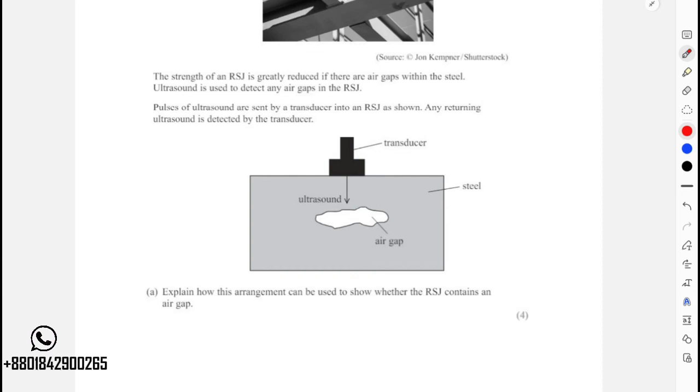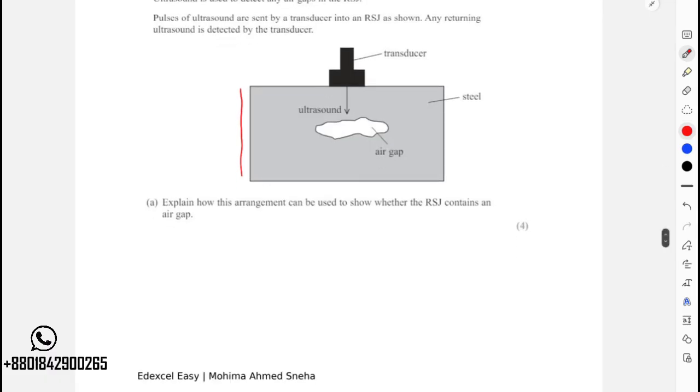So using twice the time, and I already know the velocity of ultrasound in steel, using that I can find out the distance. If the distance turns out to be less than the actual width of this RJ steel block, then obviously there was a gap at some position in between the steel block, right? This is how you're going to arrange your answer. So let's start with this.